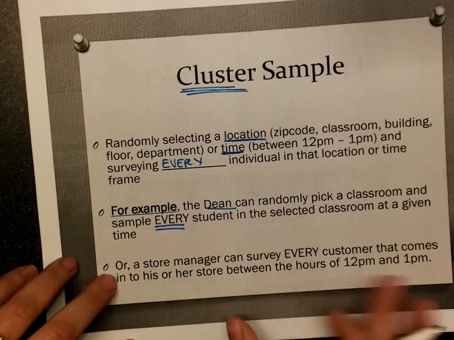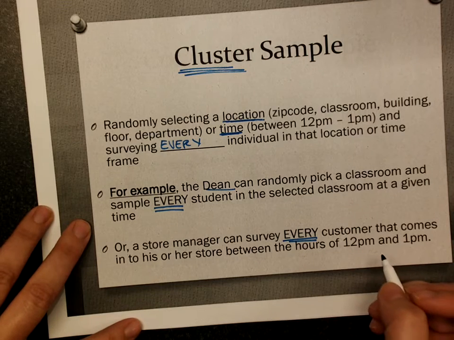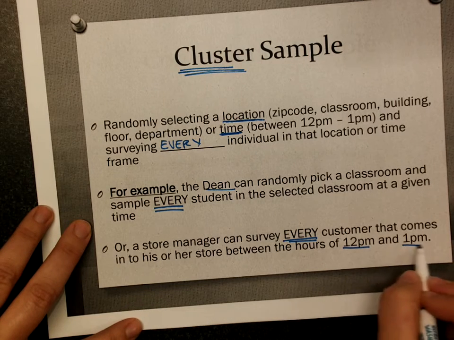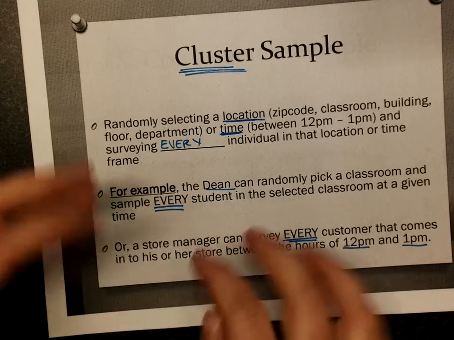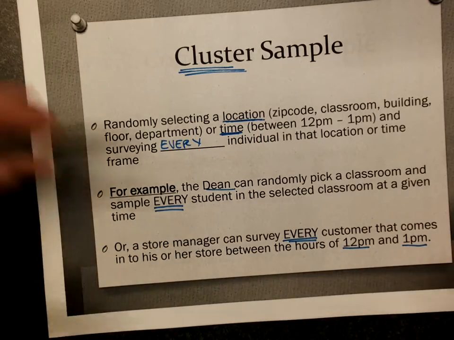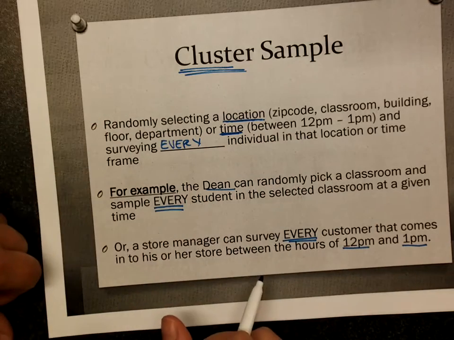A store manager might do something similar, survey every customer that comes into the store between the hours of 12 p.m. and 1 p.m. Every single person. That's called a cluster. So you pick a location or you pick a time and you sample everybody in that location or time.